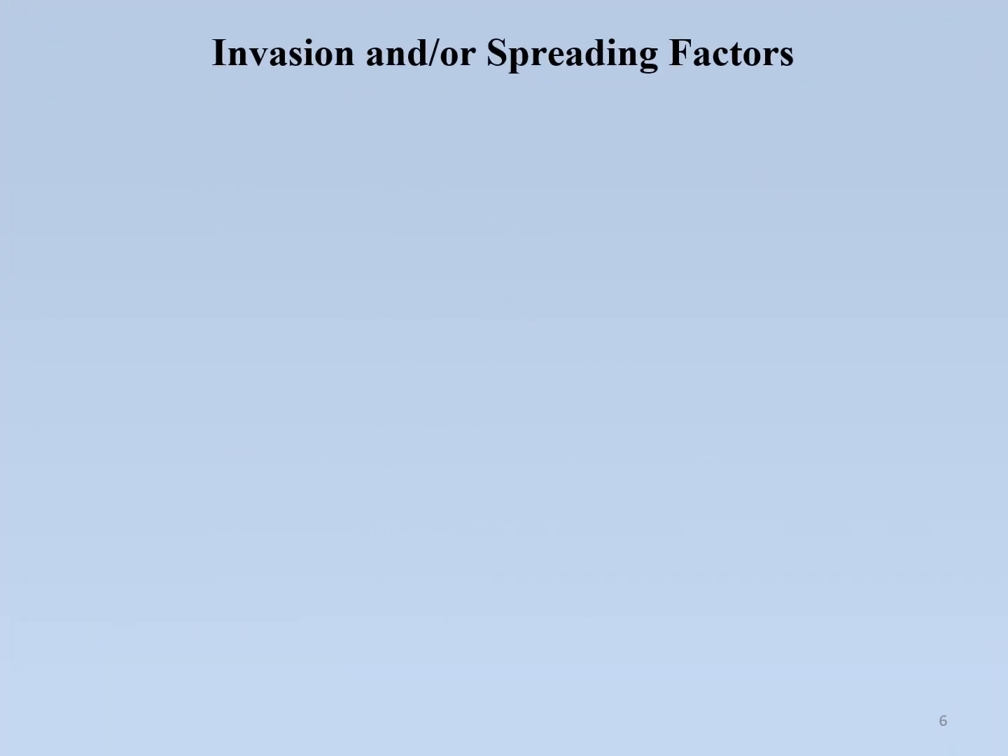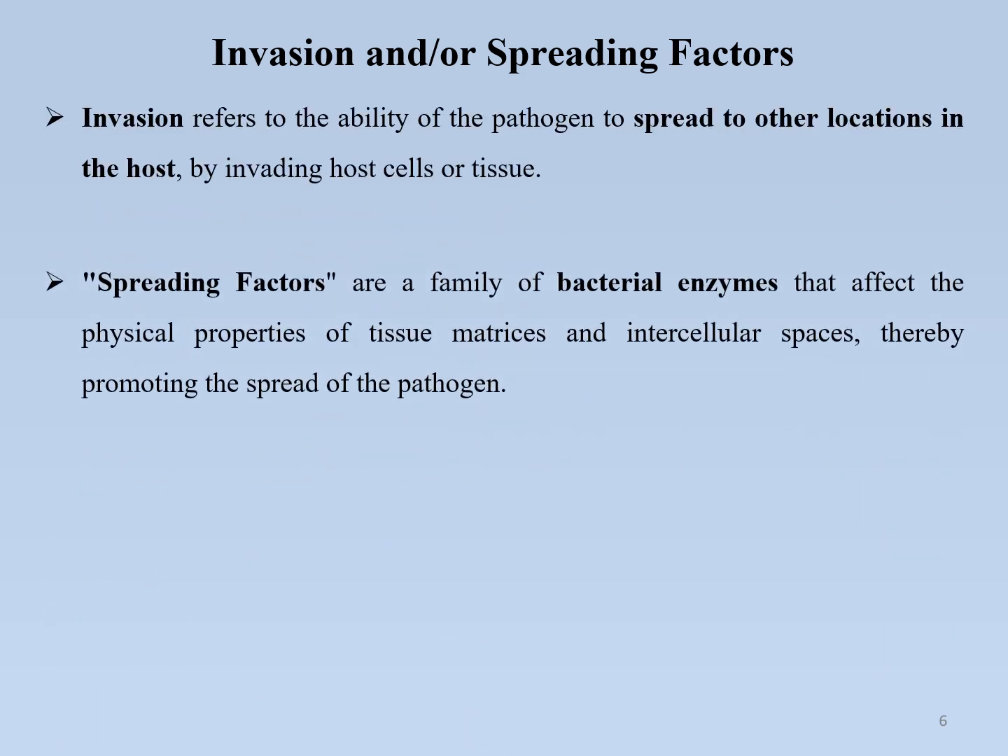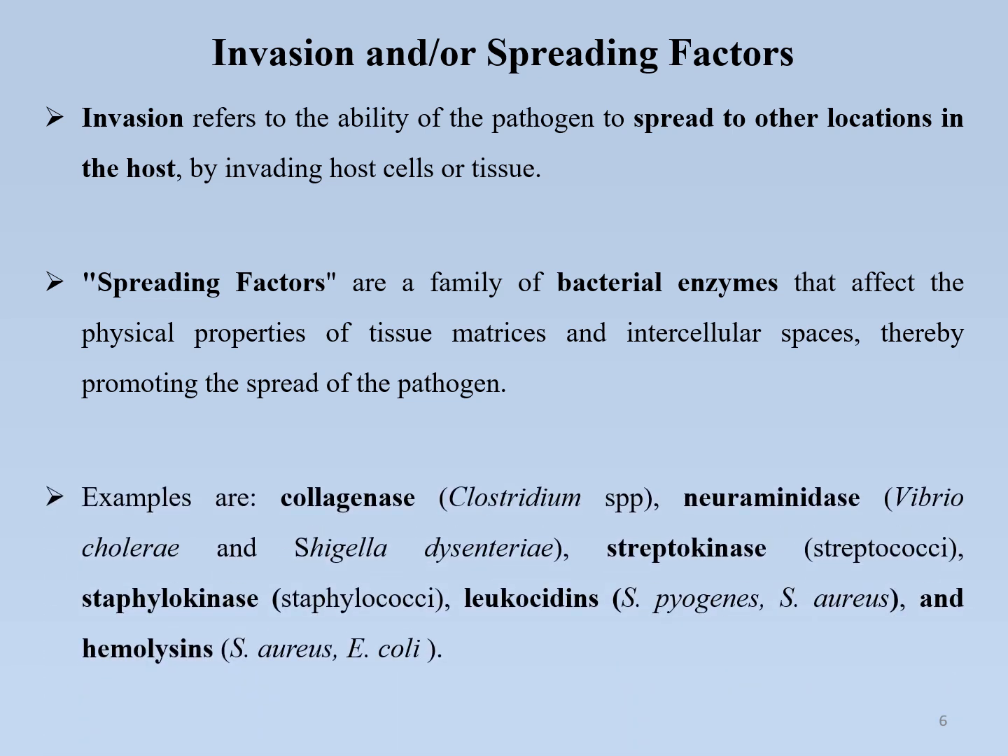Now, next is the invasion or spreading factors. Invasion is just the ability of a pathogen to spread to other locations in the host by invading the host cell, while the spreading factors are chemicals released by bacterial cells, and these chemicals are called enzymes. These enzymes attack the physical integrity of the host cell, the host tissue matrices, and even intercellular spaces. This helps the bacterial pathogen to spread all throughout the host.